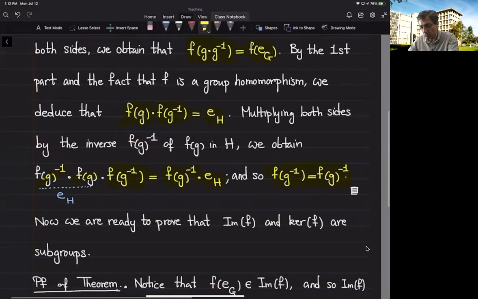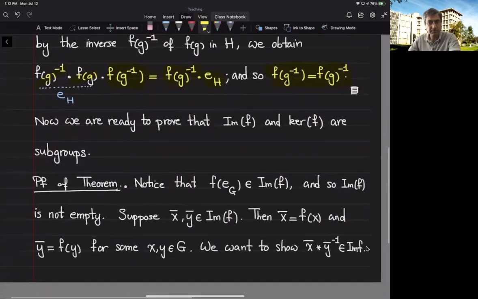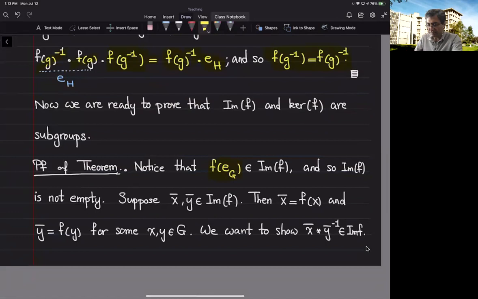Now we are ready to show that the image of F and the kernel of F, both of them are subgroups. Let's go to the proof of that theorem. Let's say I want to show the image of F is a subgroup. Again, I'm going to use the subgroup criterion, and that means I need to show it is not empty. Notice that F of the neutral element is definitely inside the image, and therefore it belongs to the image of F. And remember, this is the neutral element of H, but I don't use it now. So this implies that the image of F is not empty.